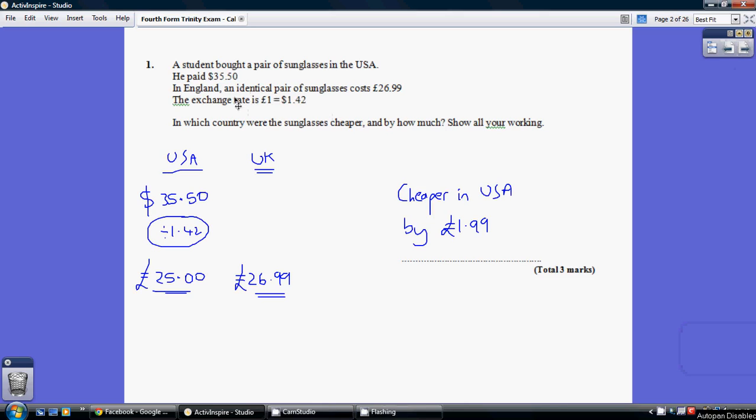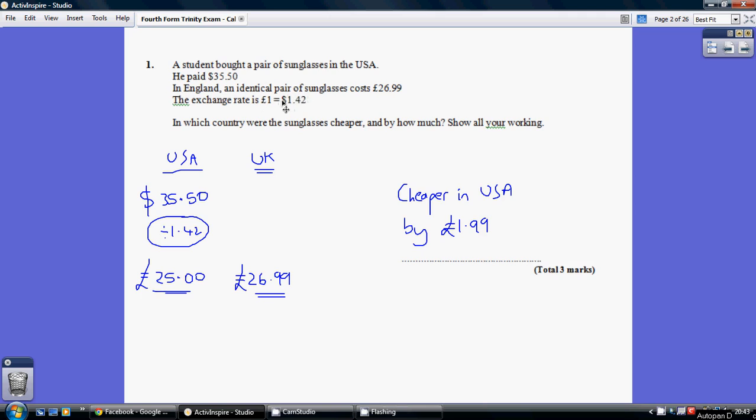So where you get a currency question like this, I would suggest you just change everything into pounds. Obviously in the UK, the sunglasses are already £26, so our work is done. Now in the USA, we're starting off with $35.50. We know the exchange rate is 1 to 1.42, and the decision really is, do I multiply or divide? I think the best way to think this through is, I need to go from dollars to pounds, and you can see the pound one is smaller, so I'm going to need a smaller answer.